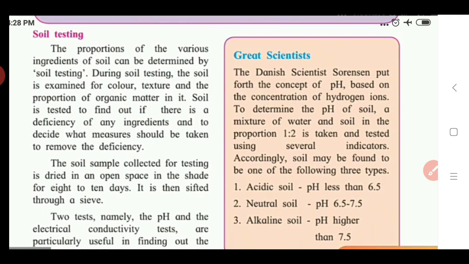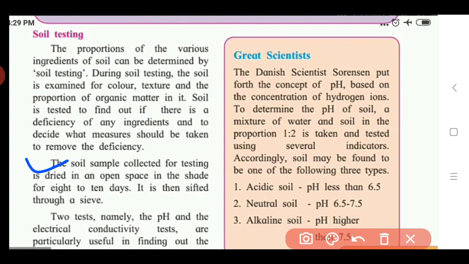So in which way will the soil testing be done? The soil sample collected for testing is dried in an open space in the shade for 8 to 10 days. It is then sifted through a sieve. For this, the sample is collected. It is dried, meaning it is laid down to dry in an open space. After drying for 8 to 10 days, what happens? After the soil gets dry, it is then sifted through a sieve.